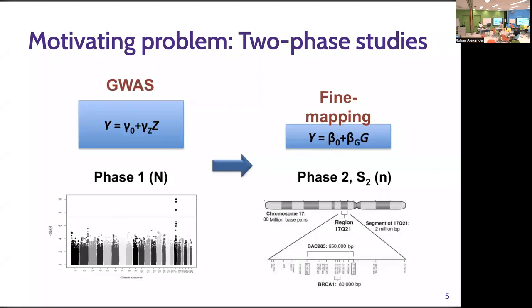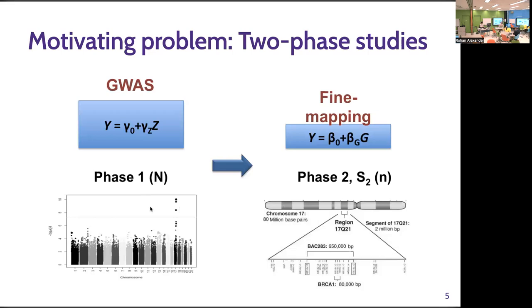Let me talk about the motivating problem very briefly. I'm talking about two-phase studies here. I work mostly in statistical genetics. Some of you may or may not be familiar with GWAS, the idea of running large-scale genome-wide association studies to try to identify mutations in genes that may be associated with certain traits of interest. That's typically done in what I'm calling phase 1, which typically has a large N. If you're lucky, you may identify a region or regions in the genome that are associated.